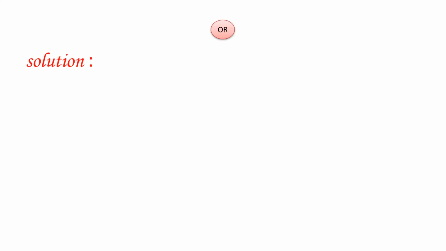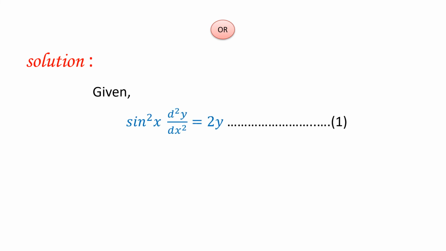We can solve the problem in another way. For that, consider the given equation sin square x into d square y by dx square is equal to 2y, and take this as equation number 1. In the problem, they have given cot x is a part of the complementary function. Therefore, we shall take u is equal to cot x.